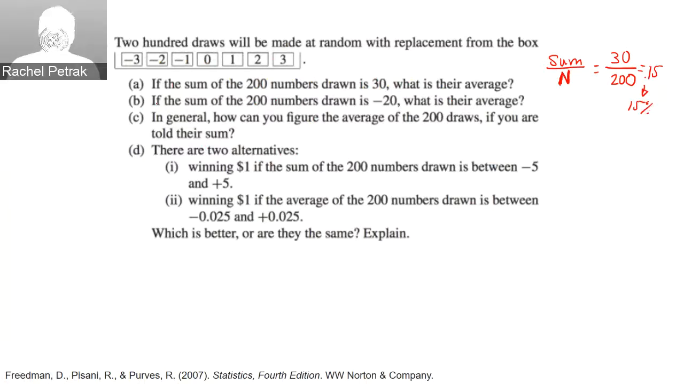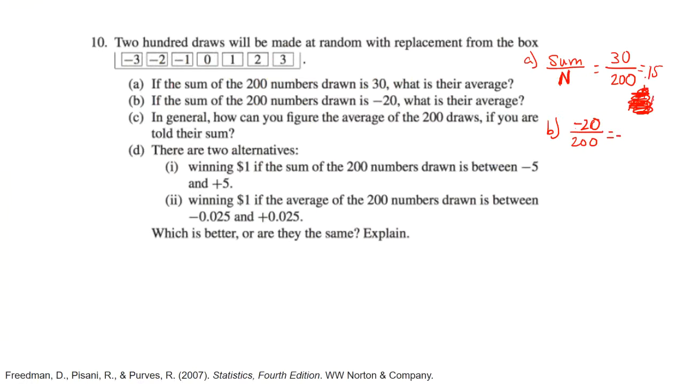For B, let's look at this. If the sum of the 200 numbers drawn is -20, what's their average? Well, if the sum is -20, we can just find the average the same way. We just take -20 out of our 200 draws. And this time the average is -0.1. Oh, this is the average, not a percent. I forgot.